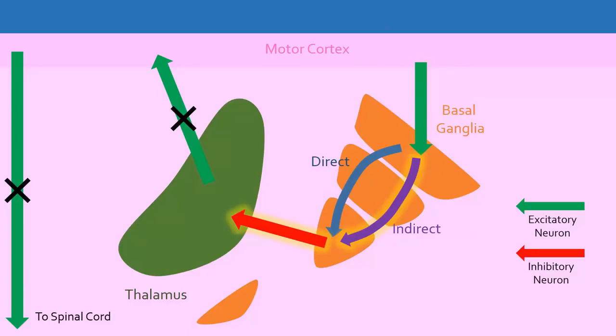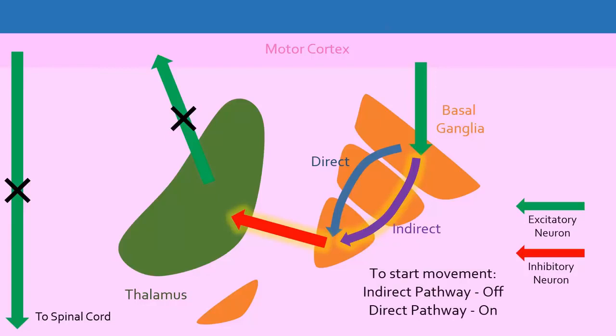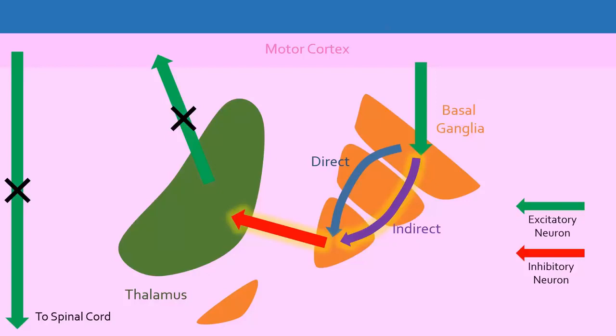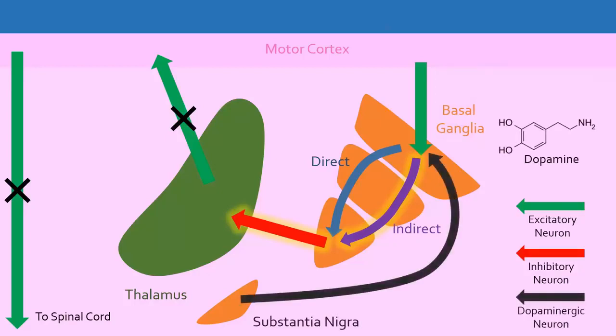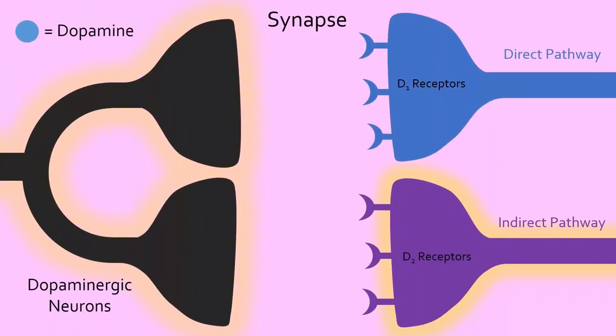When you want to move your body, you want the indirect pathway to stop being activated and the direct pathway to be activated. The release of a neurotransmitter called dopamine by neurons originating from an area of the basal ganglia called the substantia nigra can both activate the direct pathway and inactivate the indirect pathway, initiating movement. This is because dopamine can bind to D1 receptors in the starting neuron of the direct pathway to activate it, as well as binding to D2 receptors in the starting neuron of the indirect pathway to inactivate it.